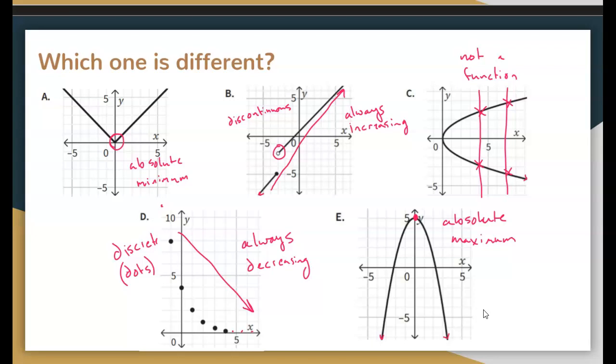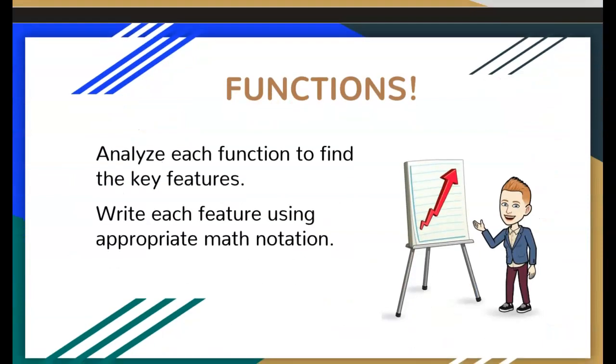So good job, whatever you found there. If you found something I didn't find, that's cool too. These are all just unique features of these graphs. It distinguishes them from the other graphs. So now we're going to take a look at functions. We're going to talk about some key features of functions in different representations. We're going to use the appropriate math notation on each of them. We'll see what that means.